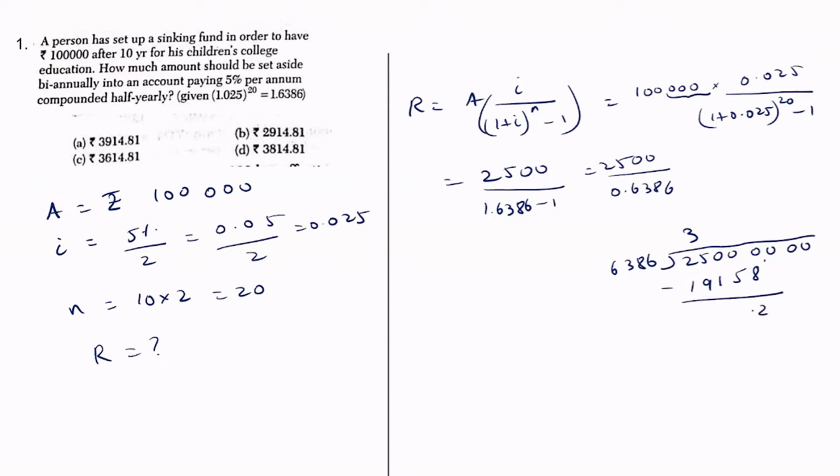So when we subtract, we get 5842. Bring the next 0 here. Here if we see, we are having 58 here. 9 6s are 54, so let us try 9. So when we subtract, we get 946. Then the next 0.